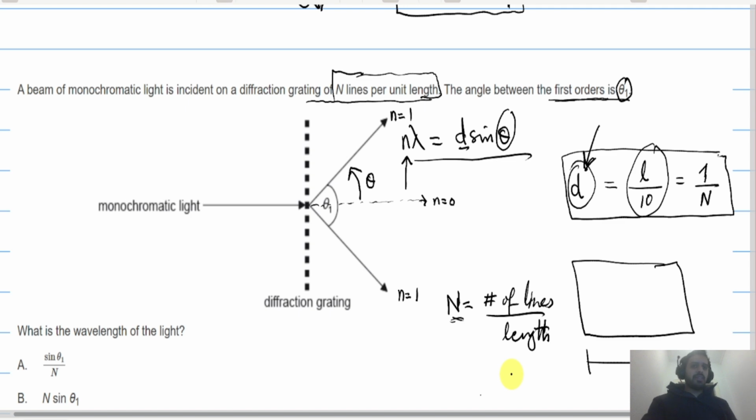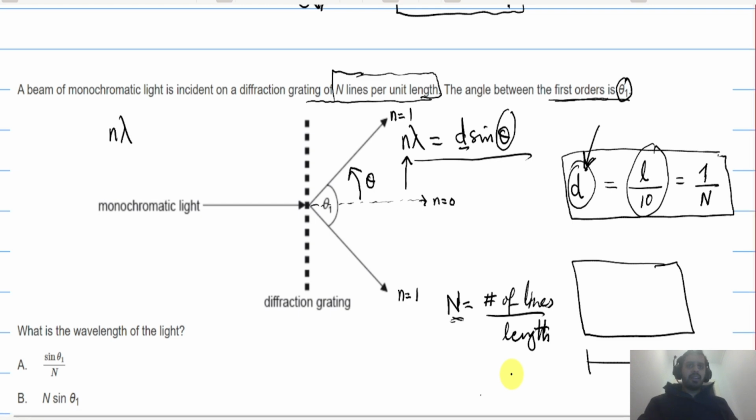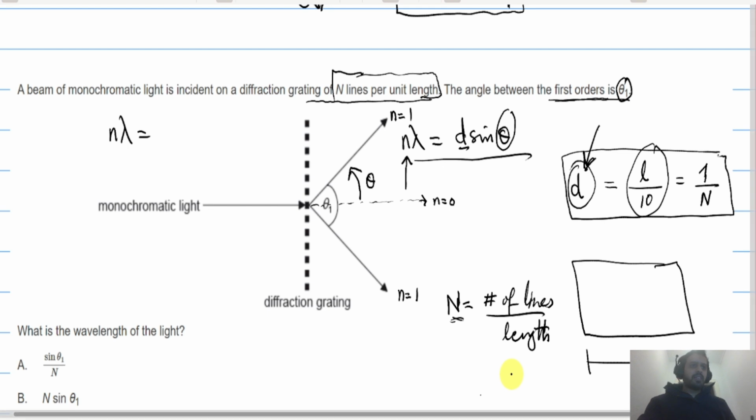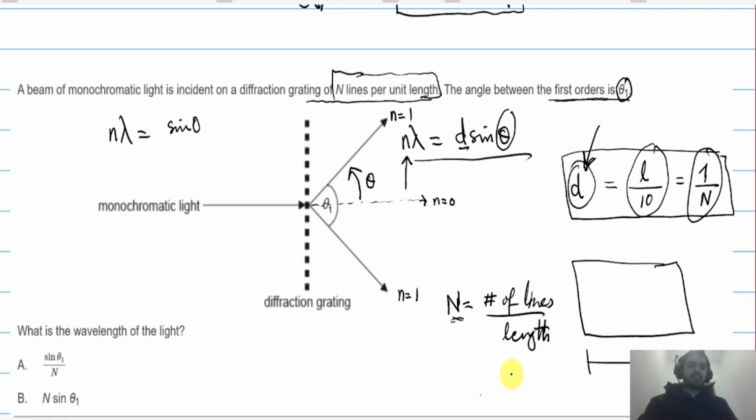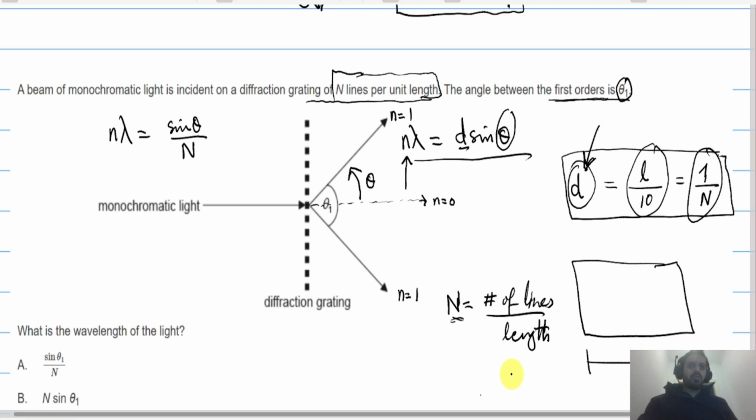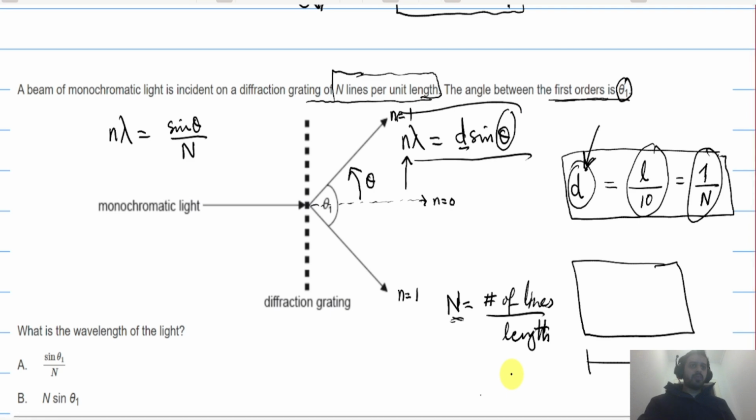So again, we need to connect this angle to this angle, the one that we have in our equation. And you can see theta will be theta 1 divided by 2. So let me write it here. And lambda will be equal to d, which we have already written in terms of n. I can write 1 over n, and 1 will be multiplied with sine theta. So it will be sine theta divided by n. So right now I just substituted d equal to 1 over n in this equation.